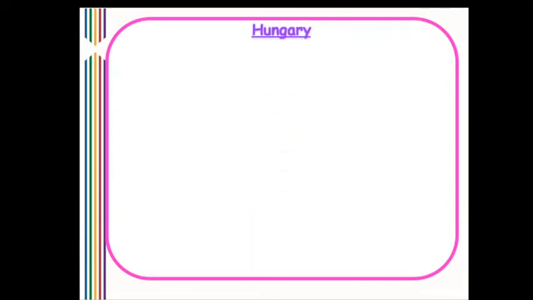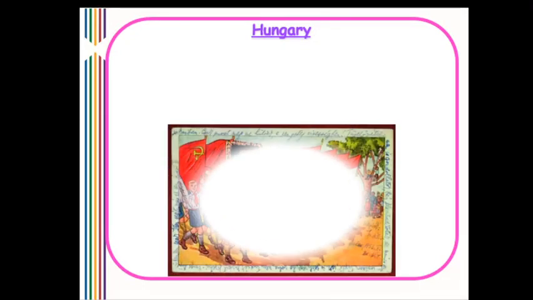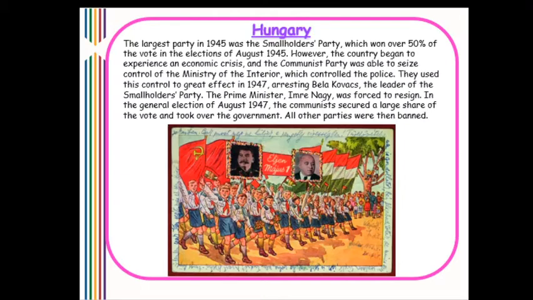Let's have a look at some of these countries in a bit more detail. We'll start with Hungary. The largest party in 1945 in Hungary was the Smallholders Party, which won over 50% of the vote in the elections of August 1945. However, the country began to experience an economic crisis, and the Communist Party was able to seize control of the Ministry of the Interior, which controlled the police. They used this control to great effect in 1947, arresting Bela Kovacs, the leader of the Smallholders Party. The Prime Minister, Imre Nagy, was forced to resign. In the general election of August 1947, the Communists secured a large share of the vote and took over the government. All other parties were then banned.